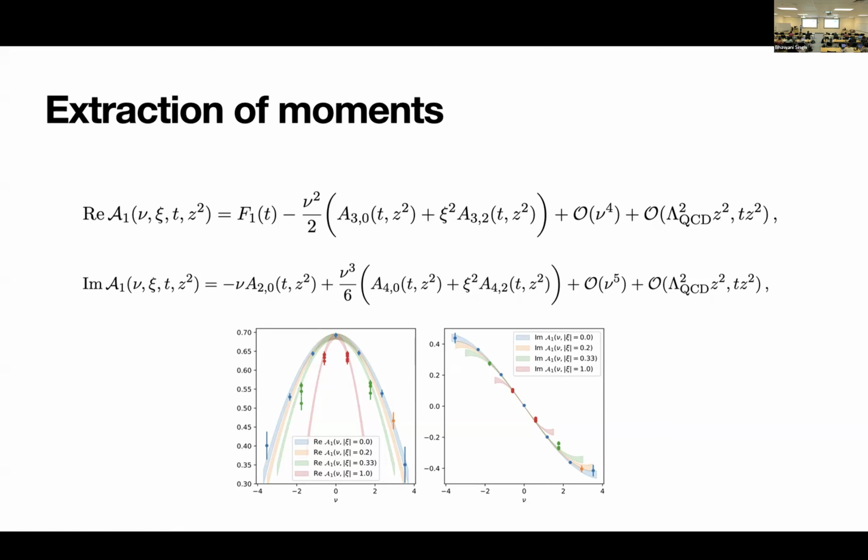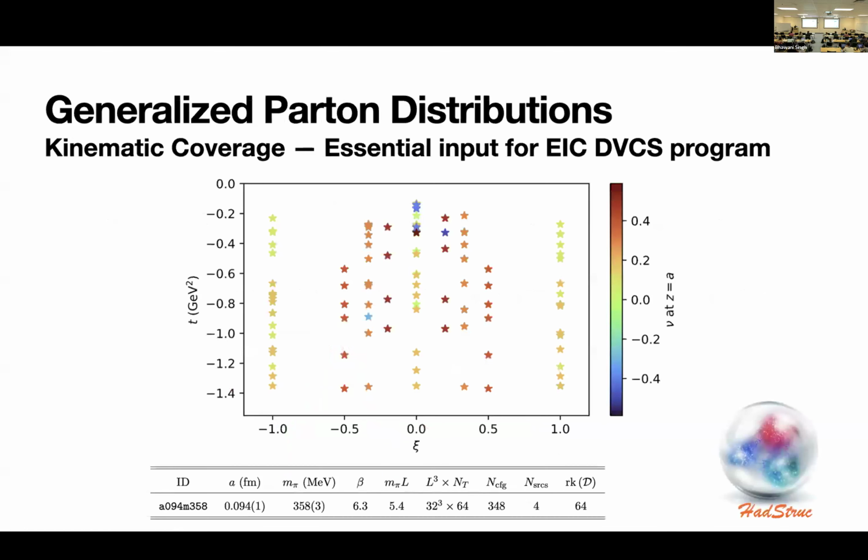So the power of xi can never be bigger than that. So the same thing happens here. So these are the generalized form factors, which are functions of z squared and t. So z squared is the Lorentz invariant that appears here. And these generalized form factors we can extract by looking at the Taylor series expansion of these lattice matrix elements. And we have actually extracted those.